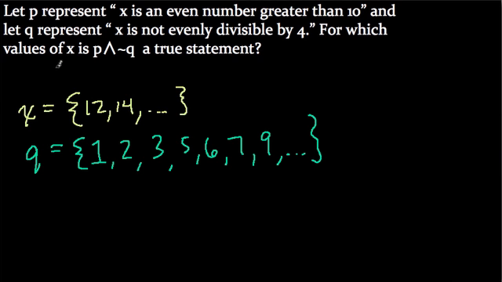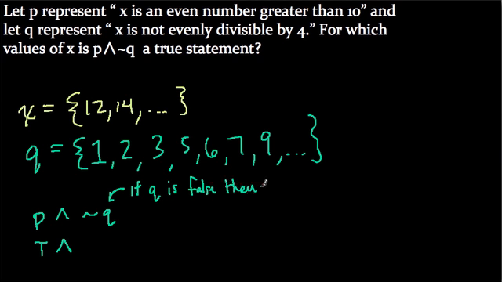Now, we want to know for which values of x is P and not Q a true statement. So all that means is that for this to be a true statement, what has to happen? Well, P initially has to be true and Q has to be false, right? Because we have not Q here. This is the inverse of Q. So if Q is false, right? Well, then not Q must be true, right?